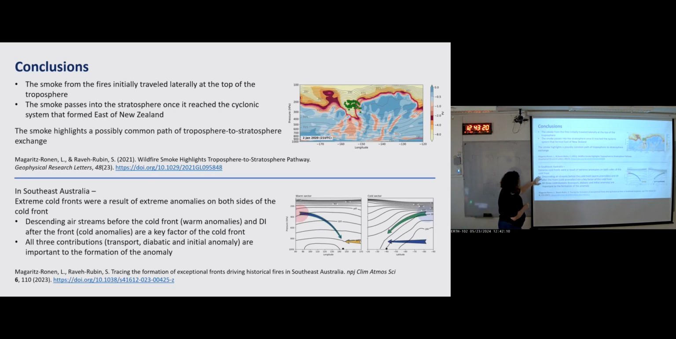In Southeast Australia, when we were looking at fronts, which seems like years ago now, we saw that descending airstreams are important on both sides. In the warm sector, they bring warm anomalies and increase the warm temperature at the surface, and in the cold sector, they bring cold anomalies and increase the cold temperature. All three contributions, the transport, the diabatic, and the initial anomaly, contribute to this one extreme case of everything together.